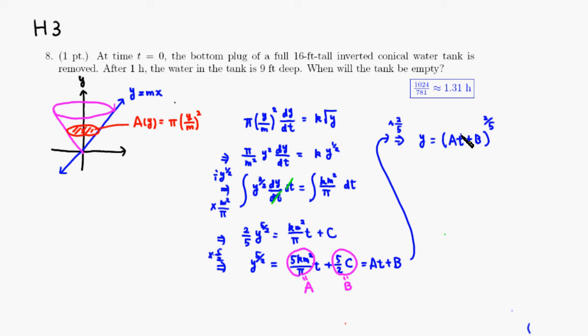Then you can use the initial condition, which was that y of 0 is initially 16 feet, and 1 hour later, it became 9 feet. That's it. I hope that this was clear.